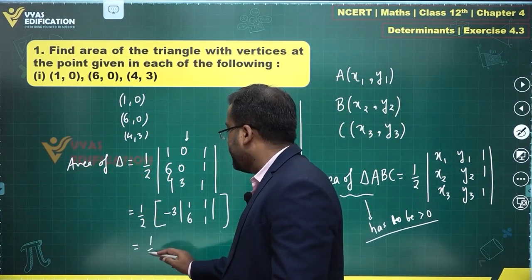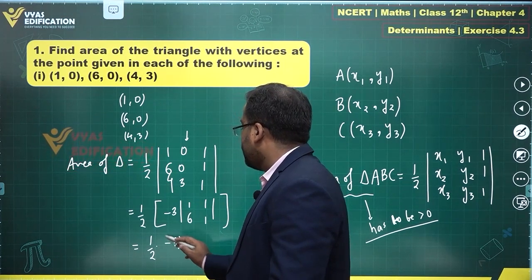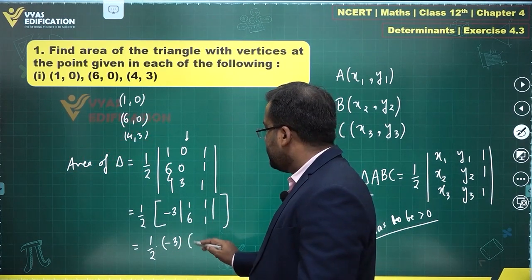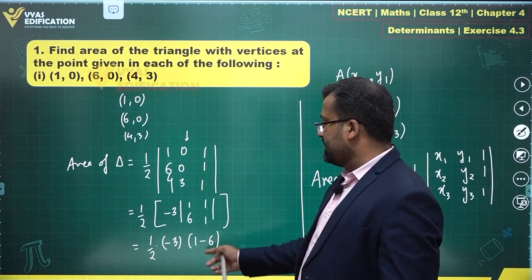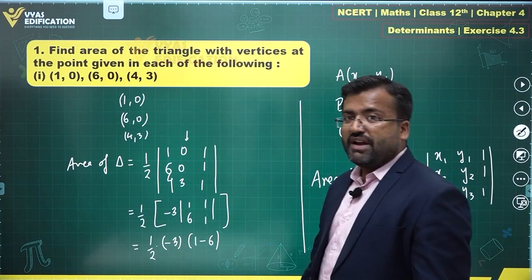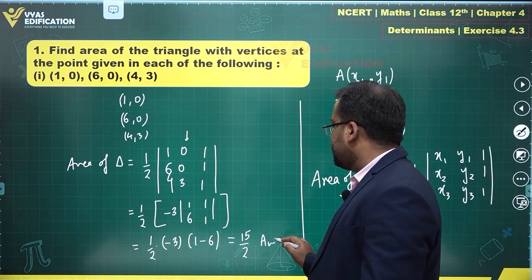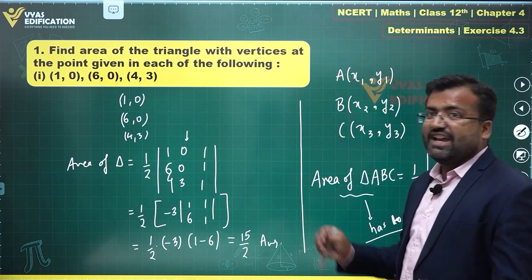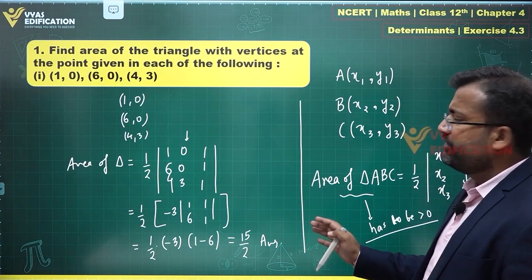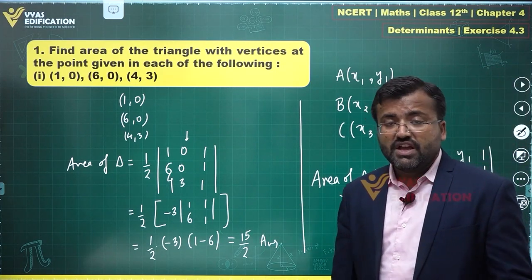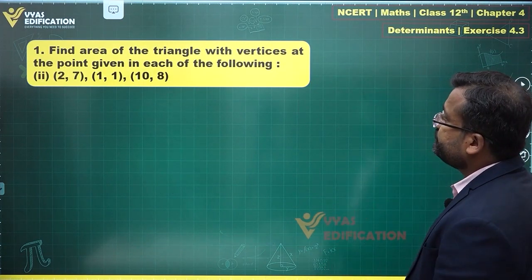Okay, so this is 1 by 2, which is okay. Minus 3 is okay, and this determinant will be 1 minus 6. Yes, and what is this? This is minus 5 times minus 3 is 15 by 2 is what you get, and that's my answer for this question. 15 by 2 is the area of this triangle over here. Is that all? Yes, that's all in this question. Let's move on to the next one after this.